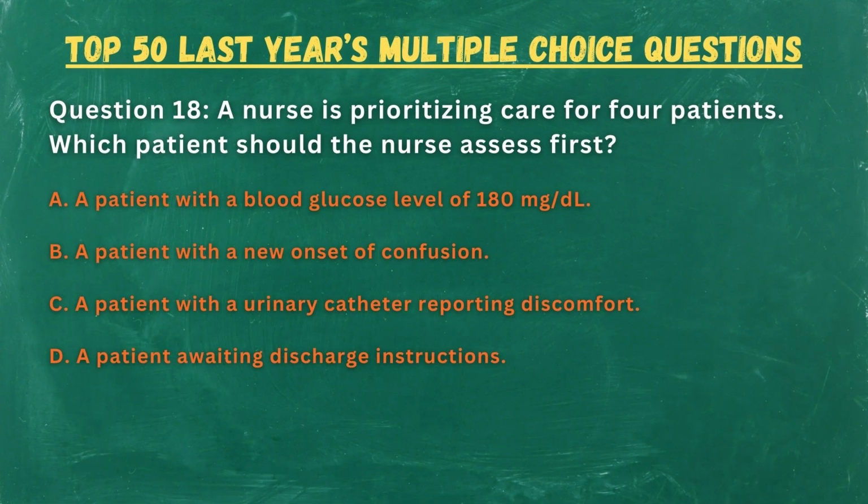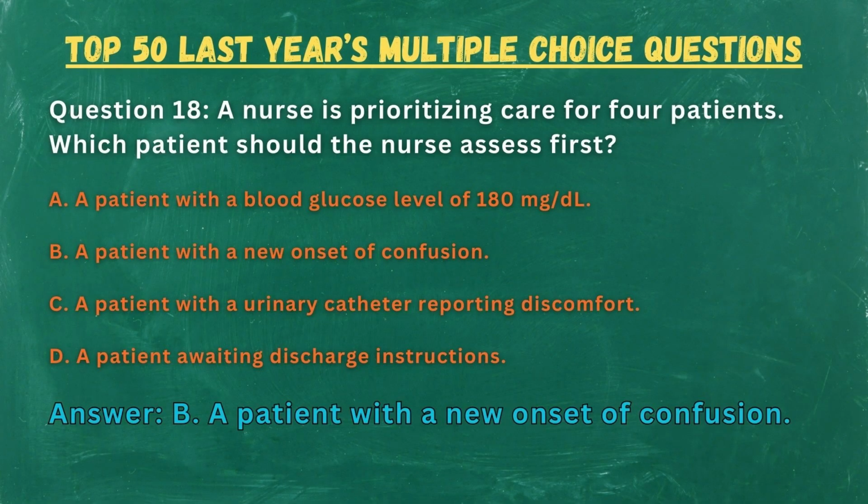Question 18. A nurse is prioritizing care for 4 patients. Which patient should the nurse assess first? A. A patient with a blood glucose level of 180 milligrams per deciliter. B. A patient with a new onset of confusion. C. A patient with a urinary catheter reporting discomfort. D. A patient awaiting discharge instructions. Answer: B. A patient with a new onset of confusion.